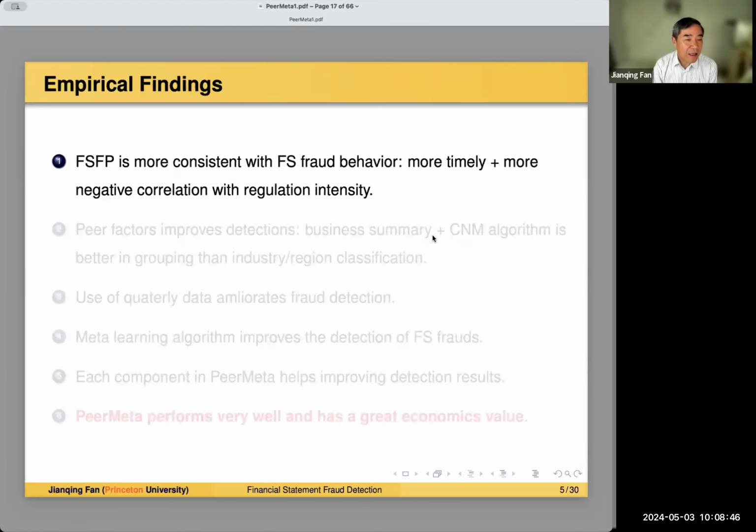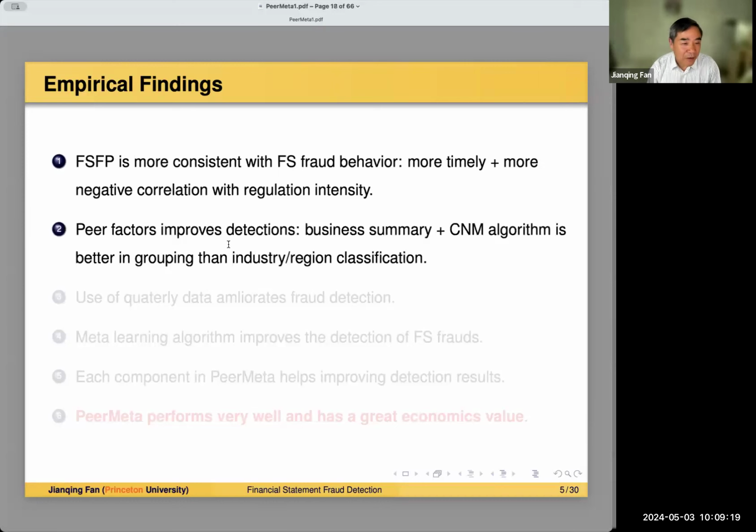So in terms of empirical findings, we basically say financial statement fraud propensity is more consistent with financial fraud behavior. So it more timely reflects the event, and also is more negatively correlated with the regulatory environment. When the regulation is more intensified, the financial statement propensity score tends to be lower, more so than other measures.